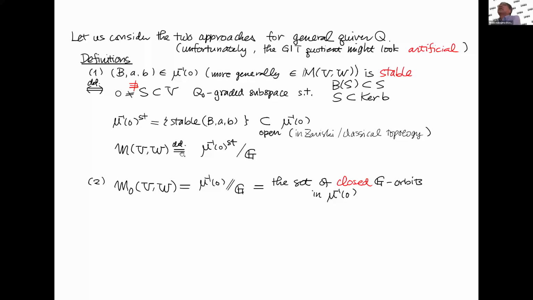And then you take the quotient space, mu inverse 0 of stable by G. Geometric invariant theory guarantees that this quotient space is nice. By general theory, this might have finite quotient singularities, but in this particular case, in fact, you can show that this is a smooth space, a complex manifold. So this is the definition of the quotient space given by the second approach.